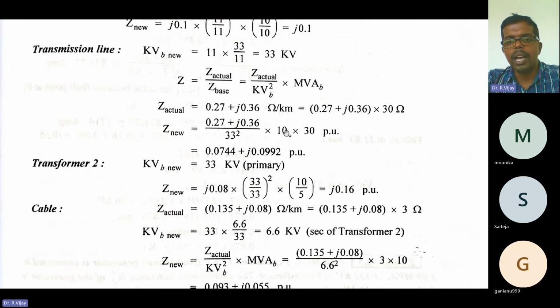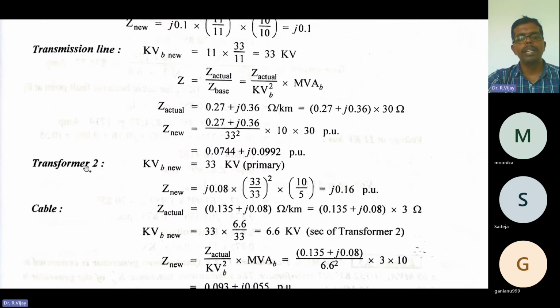So just simplify it with your scientific calculator, and you will get the answer as 0.0744 plus j into 0.0992 per unit. So always you need to remember this is in per unit. If you simply don't put the unit here and solve the whole problem, they will cut 2-3 or 4 marks just for not writing your units. Whatever the unit is, say for example kilovolt for the base voltage, MVA for the base power, and per unit here, you need to always mention it.